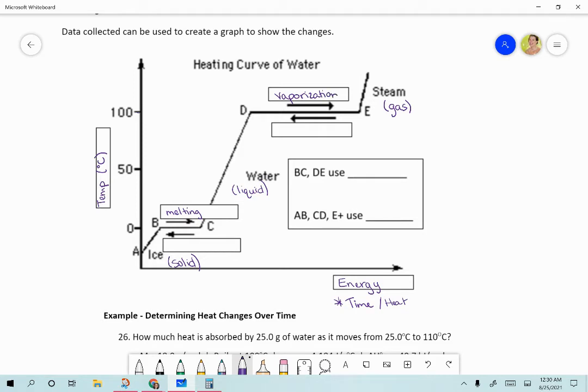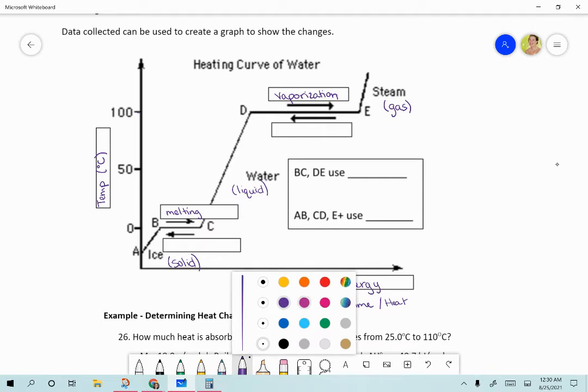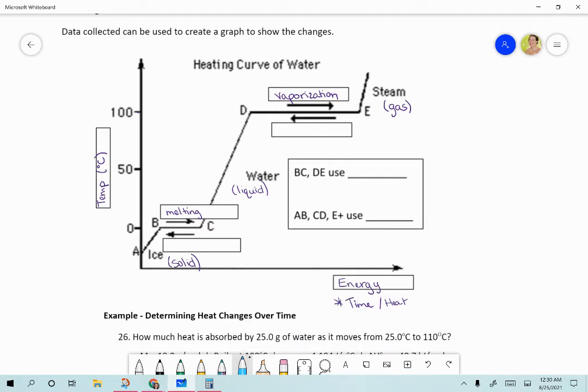If I was going backwards, if I was doing a cooling curve instead, so let me do that in a different color. Let's do it in blue because it's a cooling curve. If I was going backwards, the opposite of vaporization is condensation. And the opposite of melting is freezing.